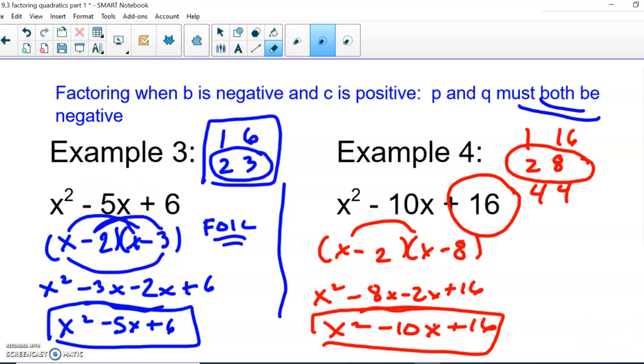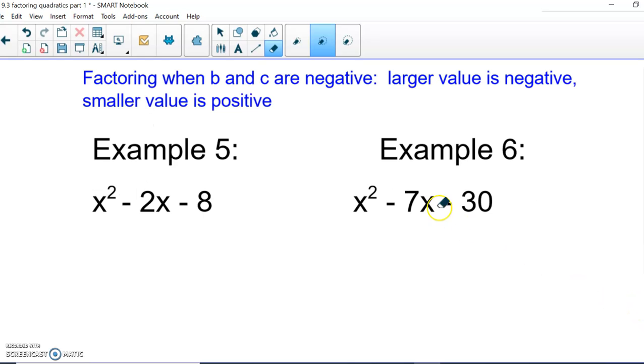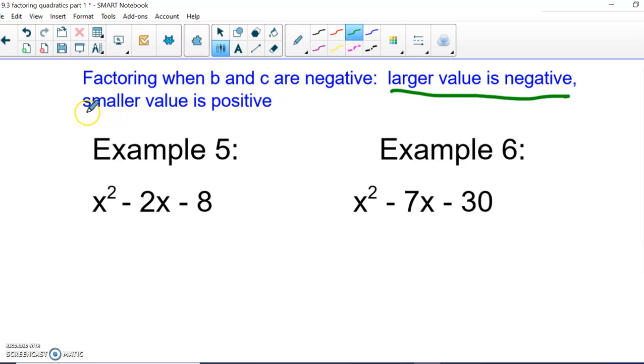Now we're going to look at what happens when we have both negative terms. So the only way we can multiply two numbers together and get a negative is one of them has to be positive, one of them has to be negative. But when we combine like terms, we want to end up with a negative term. That's telling us that the larger value is negative, and then the smaller value is going to be our positive one. Okay, let's start with the 8.